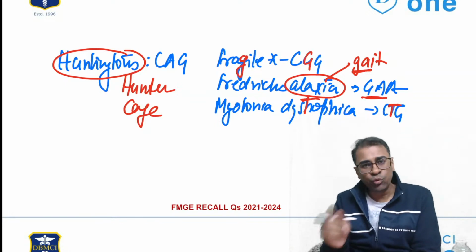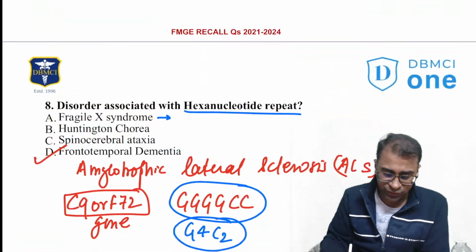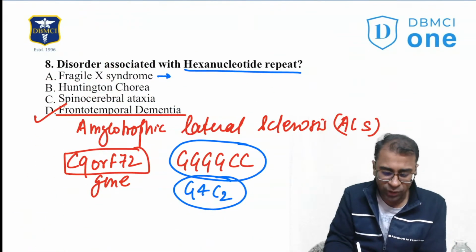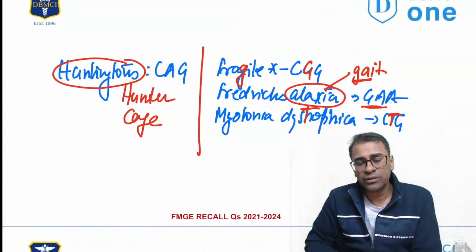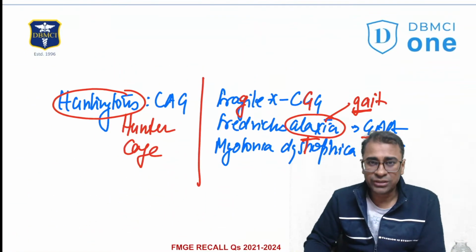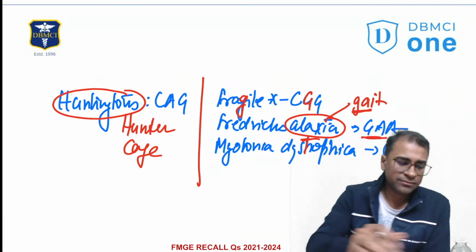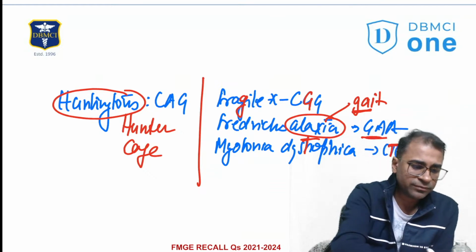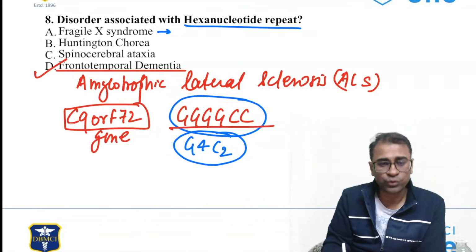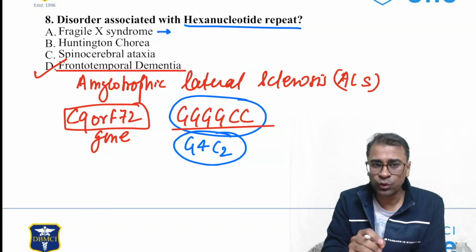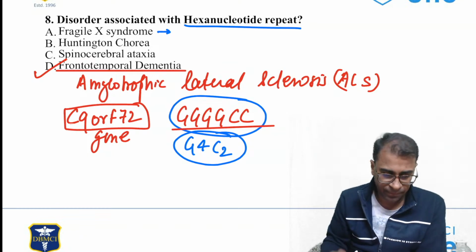So the only new question that came up this year was this one, which is frontotemporal dementia, and the answer is it has a repeat of GGGGCC. The 4G and 2C. Okay, you will remember, right? This 4G and 2C for frontotemporal dementia. Let's go, next question.